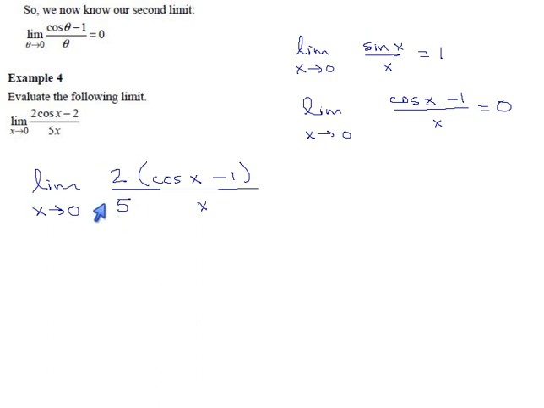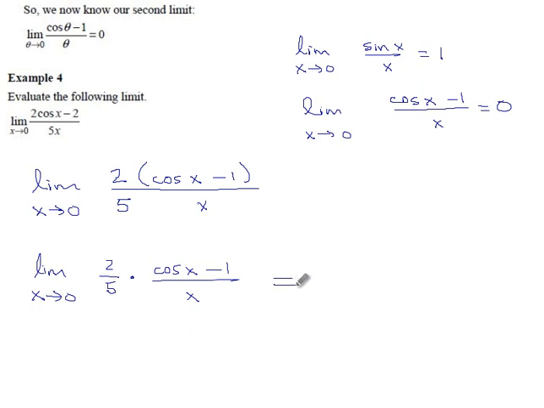Now, you could leave that written like that. If you want to really split it off, you could say limit as x goes to 0, 2/5 times cosine x minus 1 over x. That looks nice. I'd be happy with either one of these, frankly. And this is exactly what we have in our limit theorem. Cosine something minus 1 over something as something goes to 0. All of this evaluates to 0.